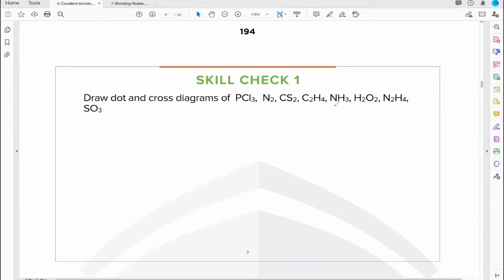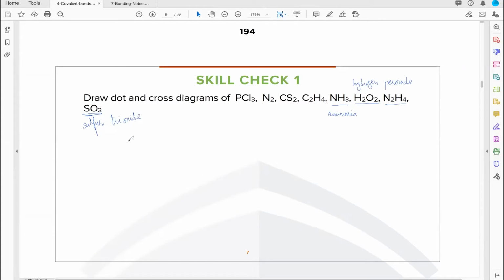Some compounds have names which are well known. For example, this one is called ammonia. Although we can name it nitrogen trihydride, this is called ammonia. Similarly, this one is called hydrogen peroxide. So these are some things for which you need to remember the name. This one is hydrazine, but you don't need to remember that. Similarly, SO3 here, its name will simply be sulfur with three oxygens, so trioxide.